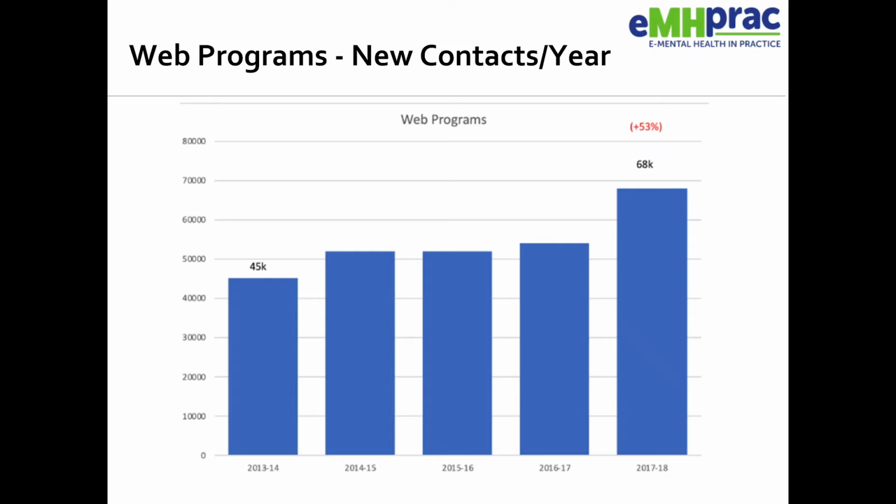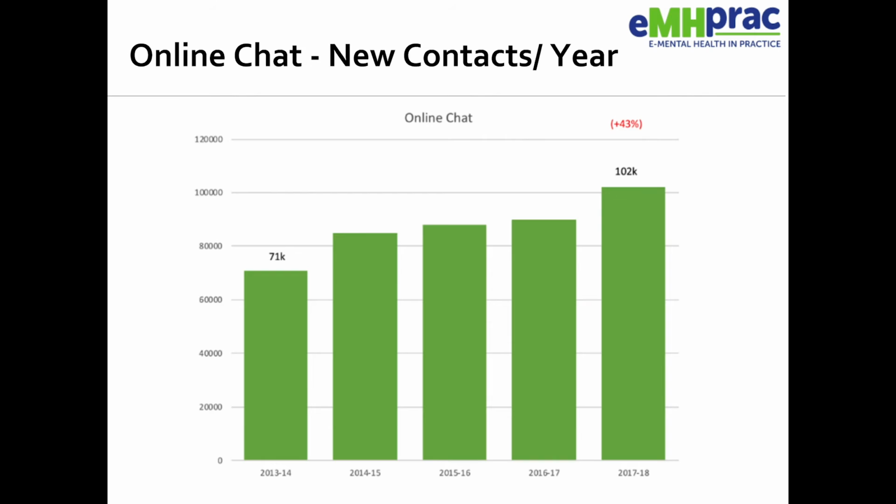We actually get data from the key government programs. These include things like Mood Gym and MindSpot, about how many people are contacting them each year and whether they're referred by a health professional. So you can see over the last 5 years that the number of contacts to the web program, so this includes self-guided and therapist supported. We can break that down if we need to. You can see it's risen by 53% over the last 5 years, so there is an increase in people contacting these resources. We also do that for online chat. That's increased by 43%, from 71,000 people to 102,000 people.